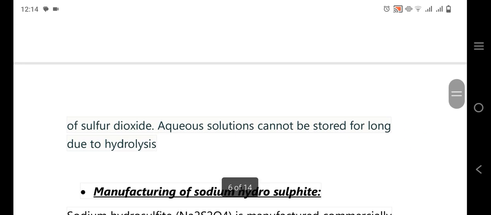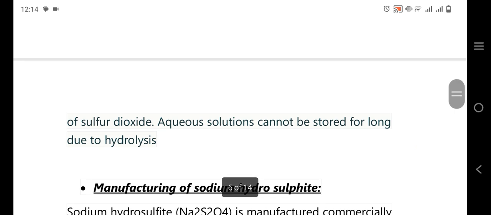Basically, sodium hydrosulfide's role as a reducing agent is essential in various industrial processes and chemical reactions where the reduction of other substances is required.